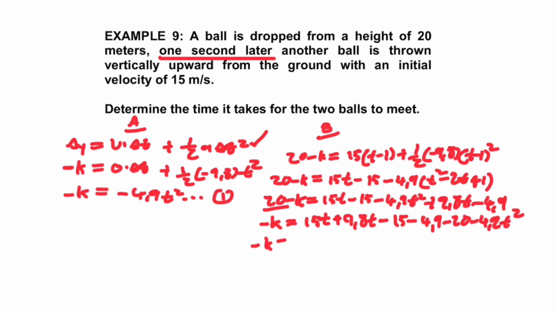Minus k will be equal to, what is 15t plus 9.8t? That will give us 24.8t. Minus 15 minus 4.9 minus 20 will give us minus 39.9. And lastly, minus 4.9 t squared. This is equation 2. Now we can go ahead and equate equation 1 and 2.